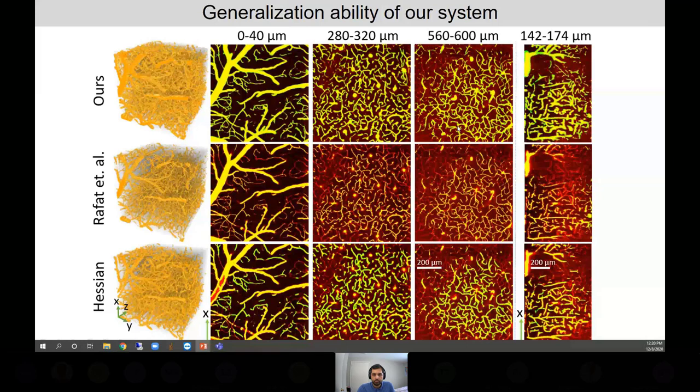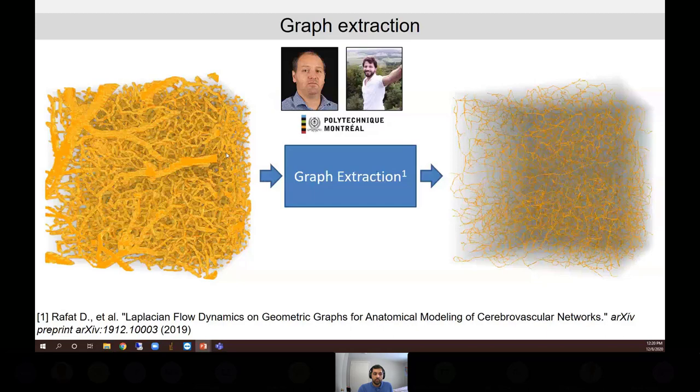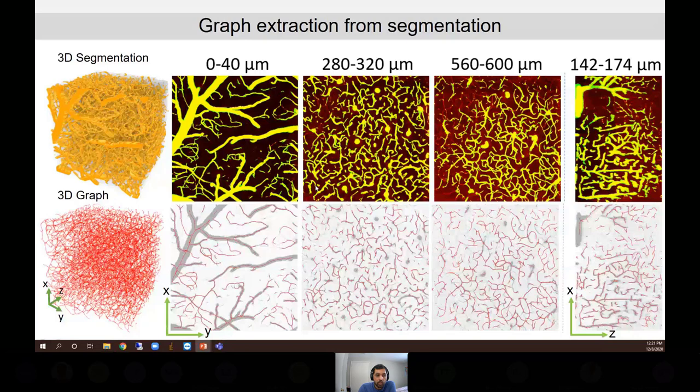Now, after we have achieved a decent segmentation performance for the entire 3D volume, the next step is graph extraction. And for this, we were fortunate enough to work with some very capable researchers from the Polytechnique Montréal. They recently introduced a very accurate method for graph extraction given accurate segmentations. And when we use that, we see that we are able to reconstruct the vascular network, or the center lines of the blood vessels, quite nicely throughout the entire depth of the segmentation.